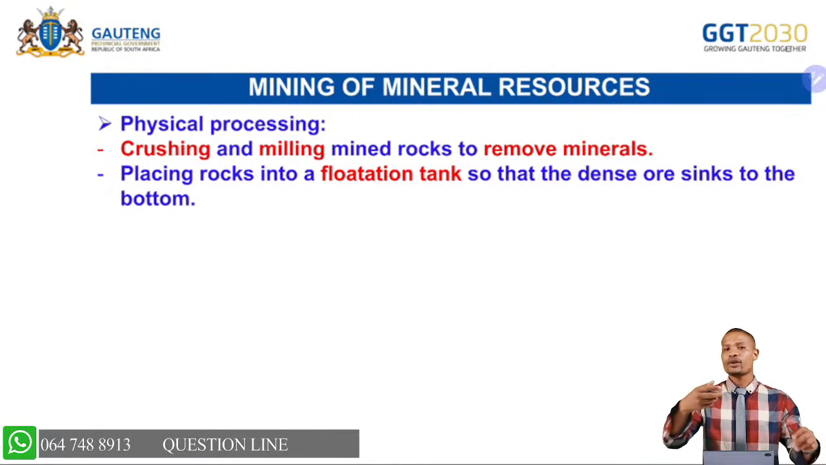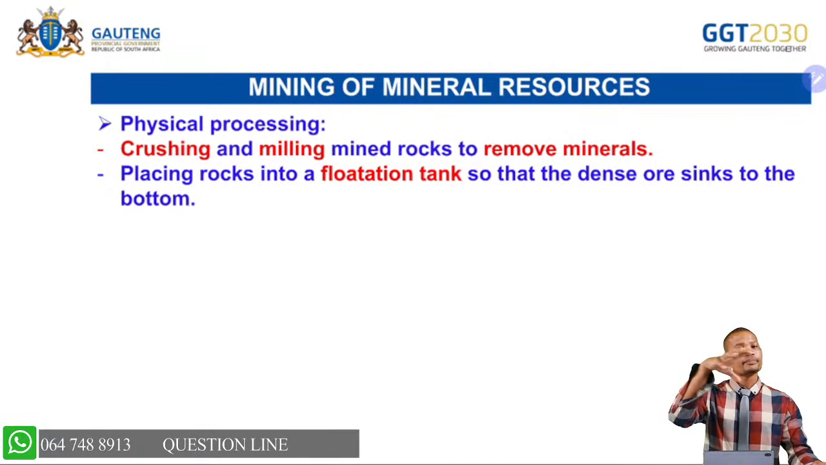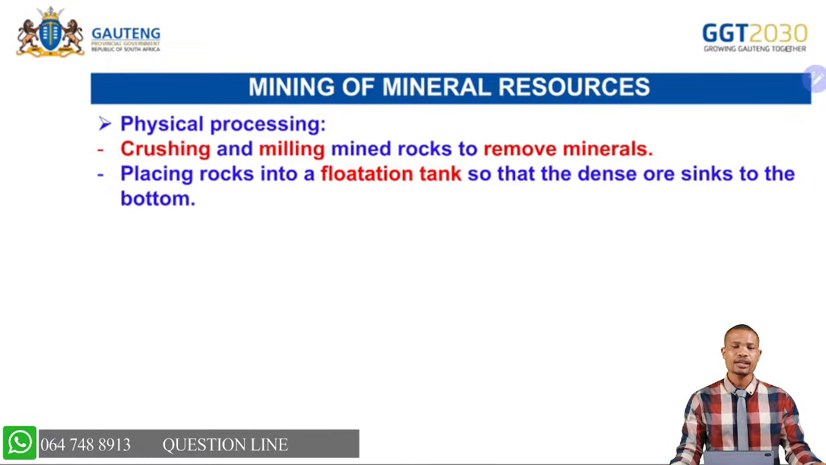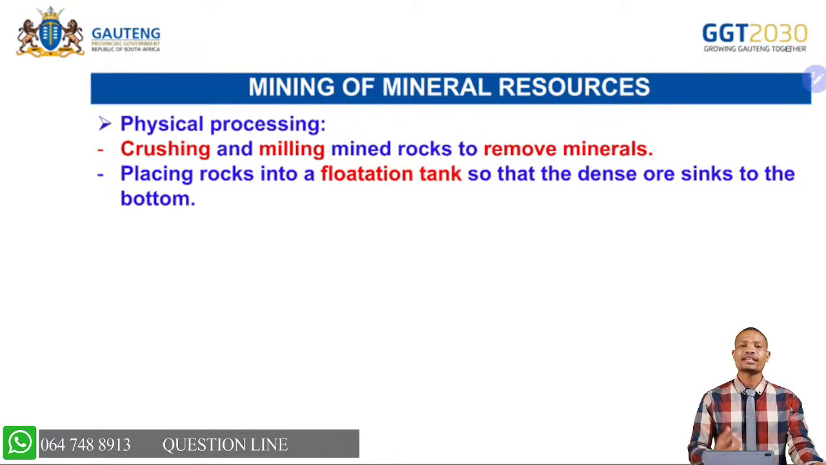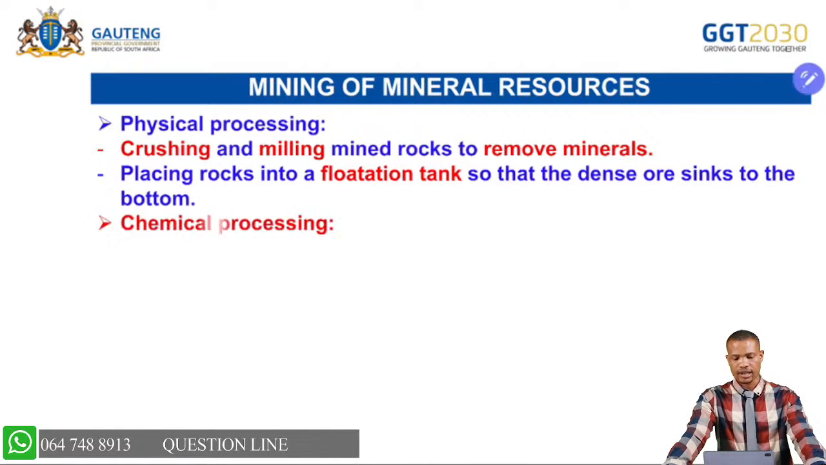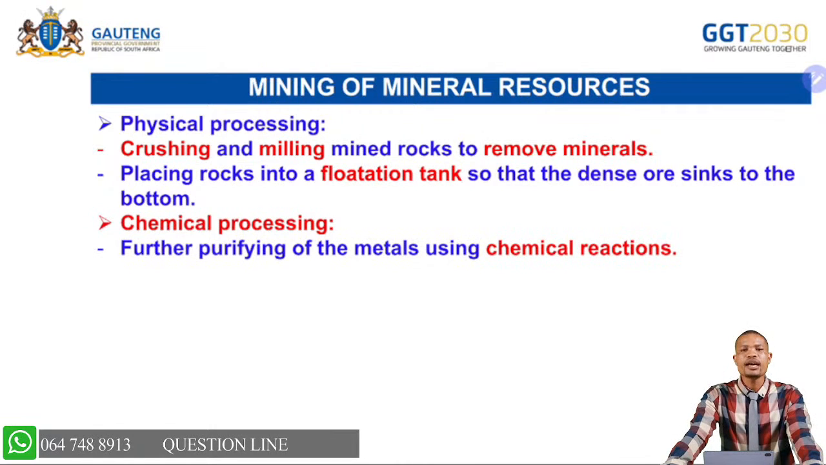So then we collect the less dense minerals from the top of the flotation tank, and the denser ones we collect at the bottom. So it's an easy way to separate using a flotation tank. Then we have something called chemical processing. This is my favorite. In chemical processing, we further purify the metals using chemical reactions.